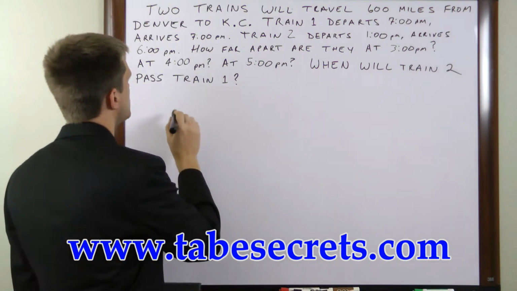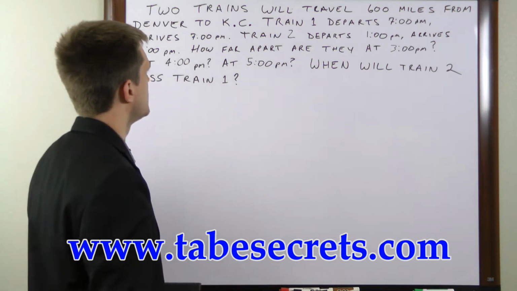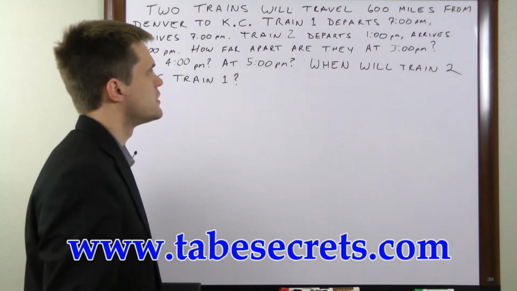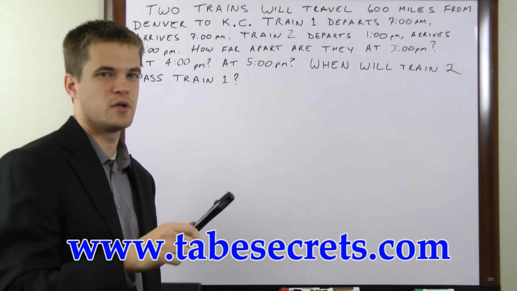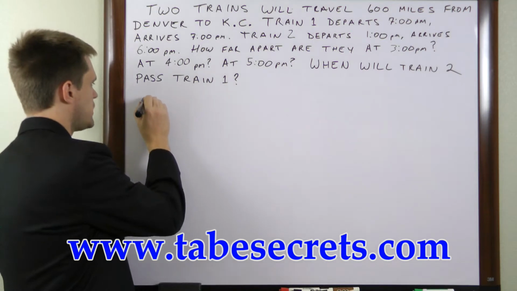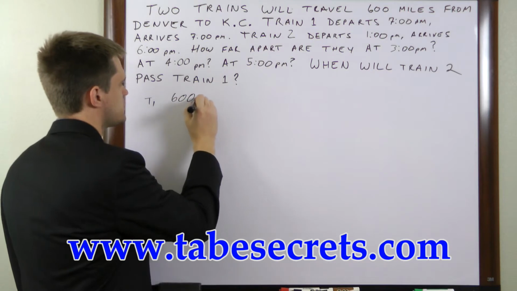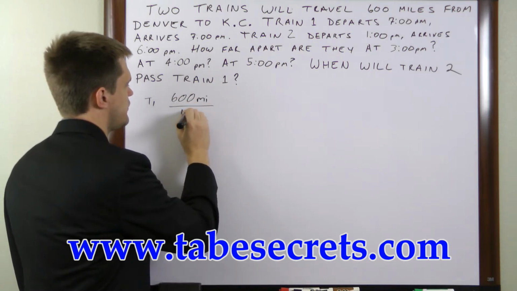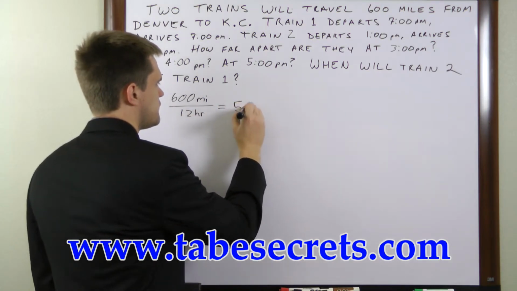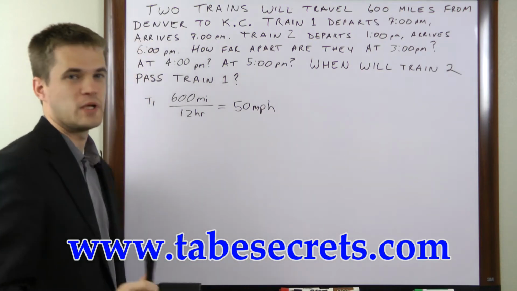So, train 1 departs at 7 a.m., arrives at 7 p.m., which is 12 hours, and it travels 600 miles, so we just need to divide the distance traveled by the time it takes that train to travel that distance. So, for train 1, we know that it travels 600 miles in 12 hours, or it travels at 50 miles per hour. So that is train 1's speed.